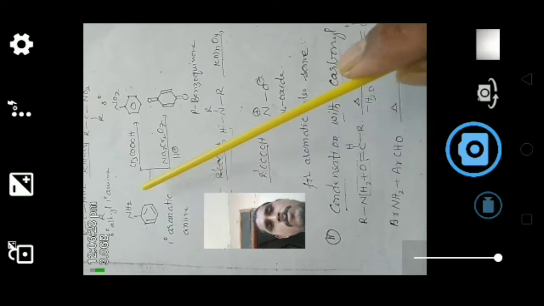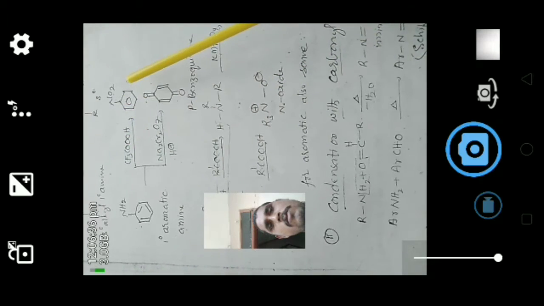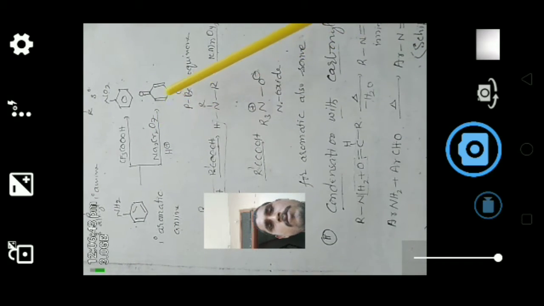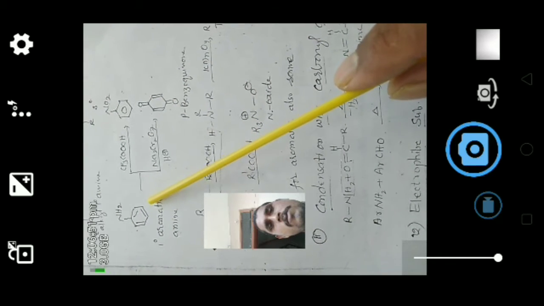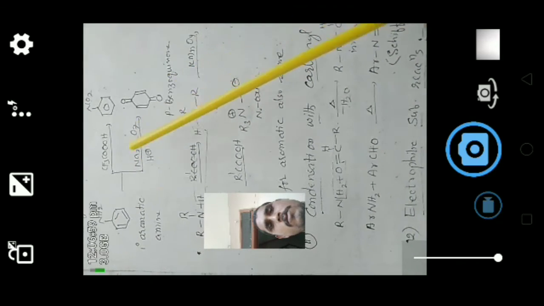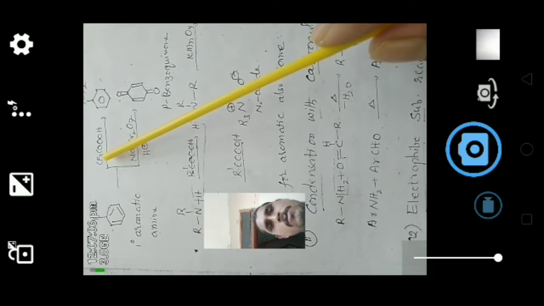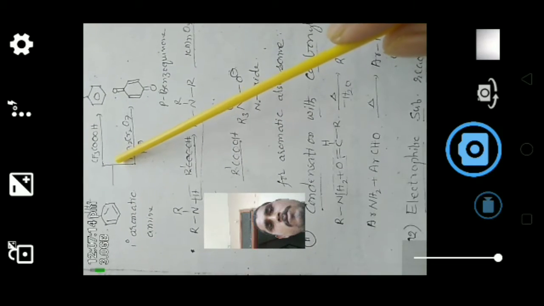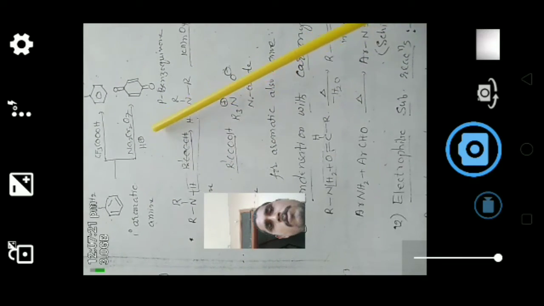Here aniline reacts with peracetic acid, that is trifluoroperacetic acid, to give nitrobenzene. Here a primary aromatic amine reacts with sodium dichromate to give para-benzoquinone. Earlier, aniline reacts with CF3COOH, and this reagent is called trifluoroperacetic acid. So when this primary amine reacts with trifluoroperacetic acid, it gives nitrobenzene. Again, the same primary amine reacts with sodium dichromate to give para-benzoquinone.